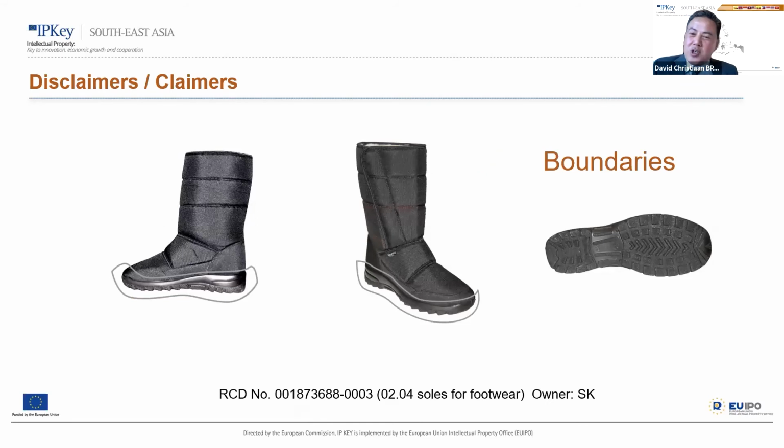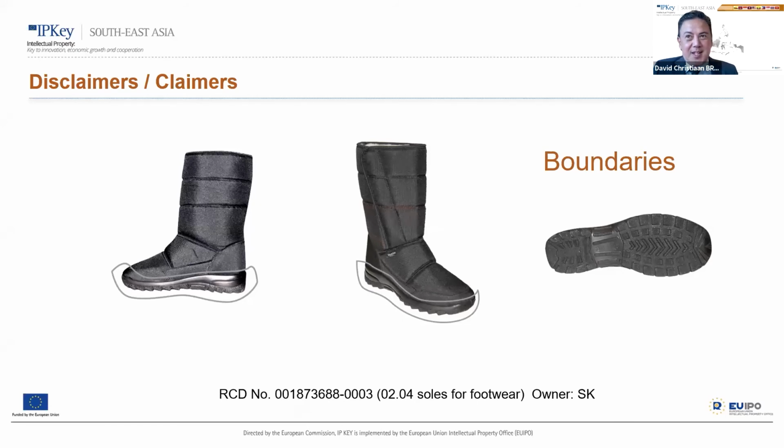The next one is the opposite. These are called boundaries. These are actually claimers. With boundaries, applicants can indicate the parts of a design for which protection is sought. In this case, it is the bottom of that boot.